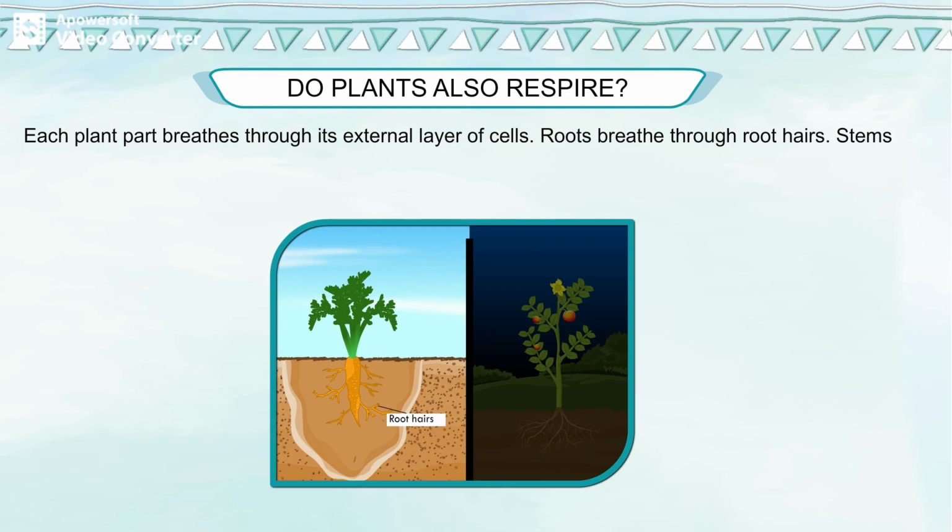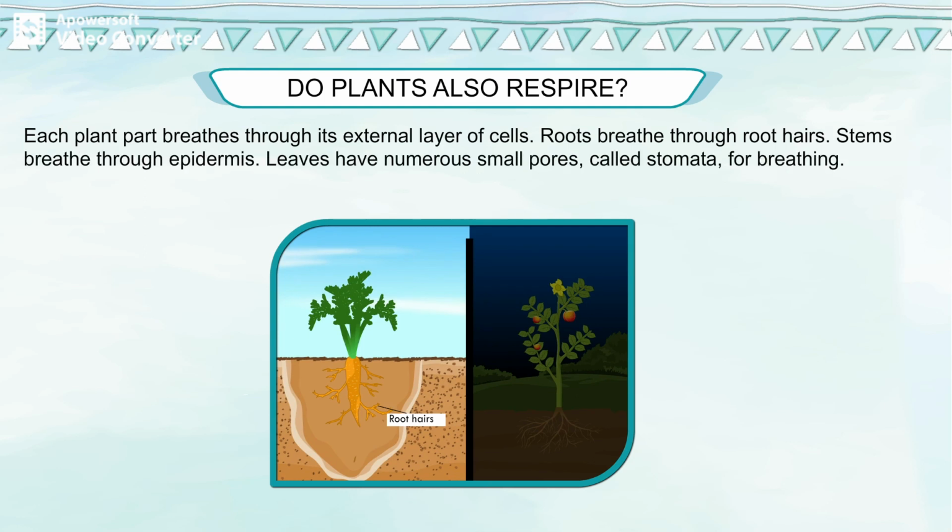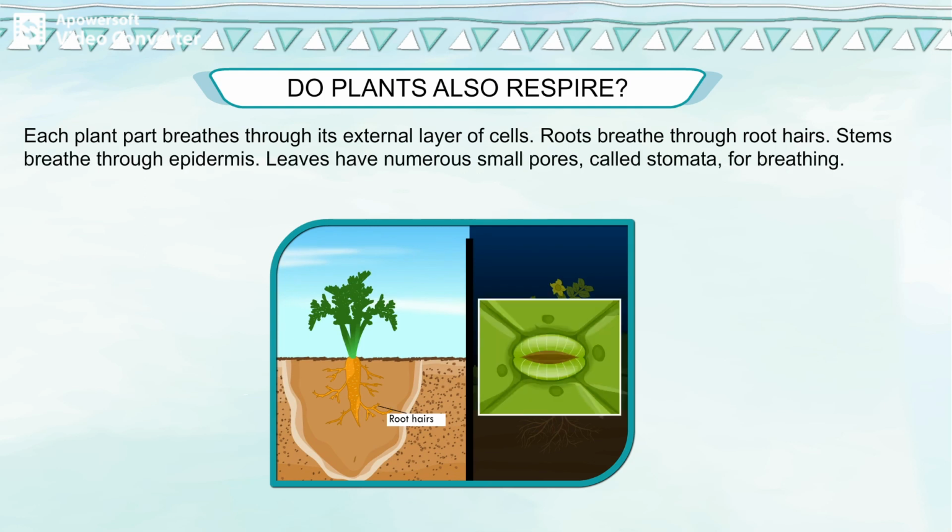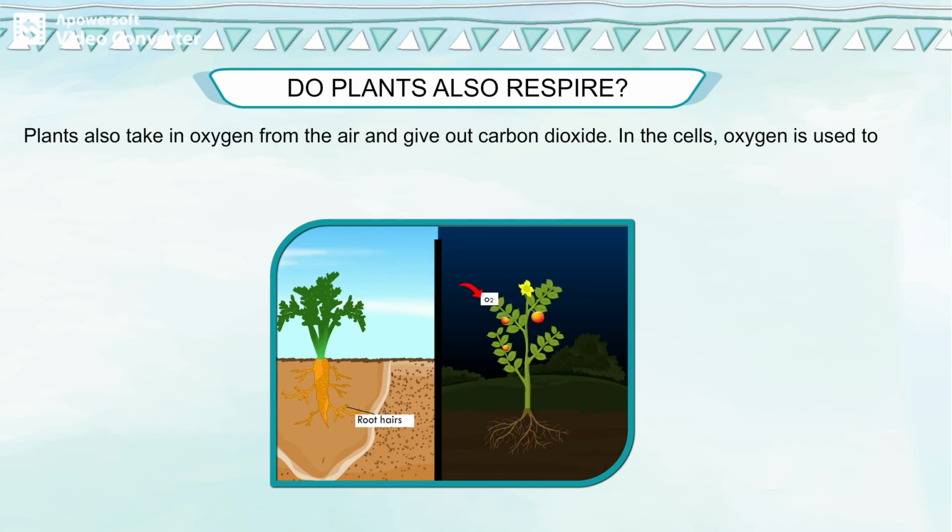Roots breathe through root hairs, stems breathe through epidermis, and leaves have numerous small pores called stomata for breathing. Plants also take in oxygen from the air and give out carbon dioxide. In the cells, oxygen is used to break down glucose into carbon dioxide and water.